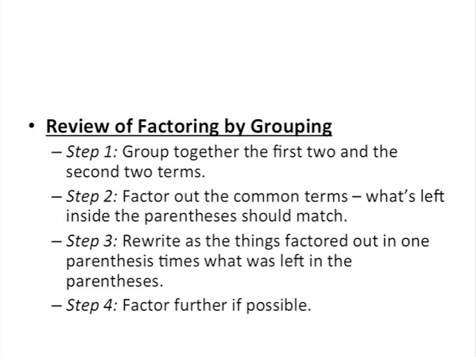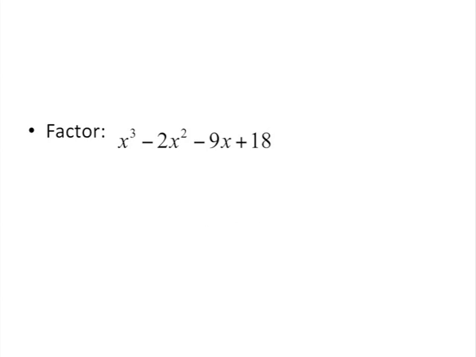Factoring by grouping we learned yesterday. When we factor by grouping, we learned that we group together our first two terms and our last two terms with a plus in between them. Then we look for what's common in each group, what's left in the parentheses should match, and then we pull out that matching group times the stuff that we had originally taken out. So we're going to review that here as well. This is just a review from yesterday.